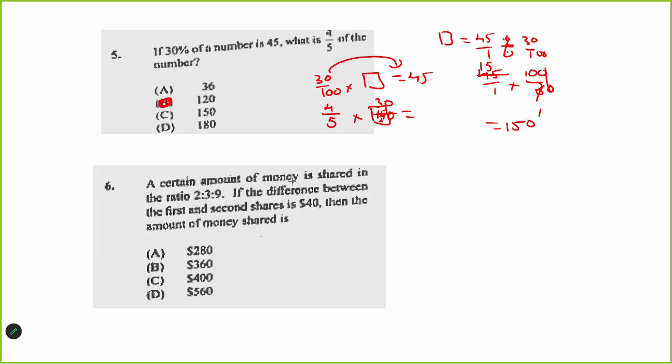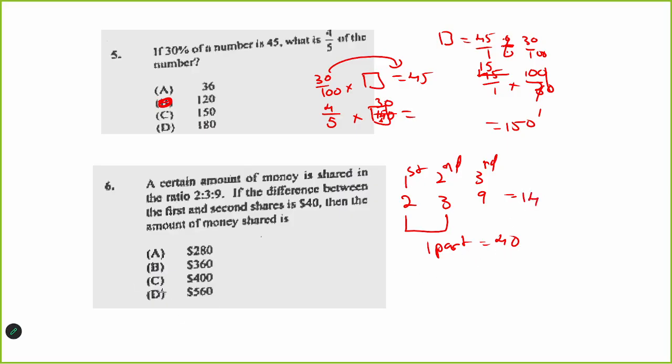A certain amount of money is shared in a ratio of 2 to 3 to 9. The difference between the first and second, so the first one is 2, the second one is 3, and the third one is 9. That's the difference between these two, so subtract 3 minus 2 is 1. So 1 part is equal to 40. Then the amount shared is the total number of parts, which is 2 plus 3 is 5, 5 plus 9 is 14.